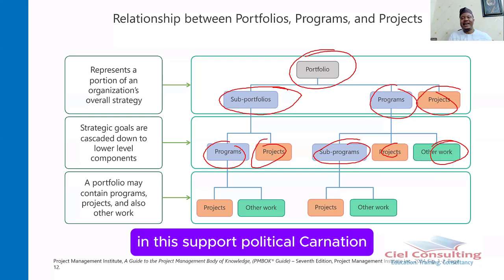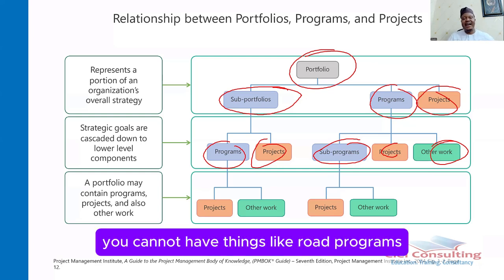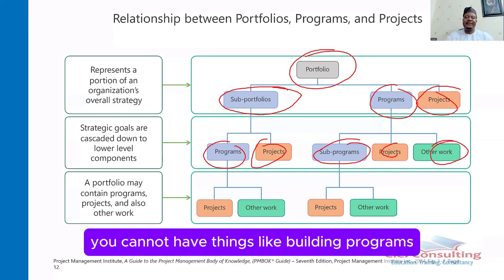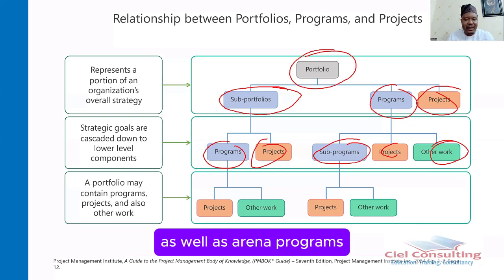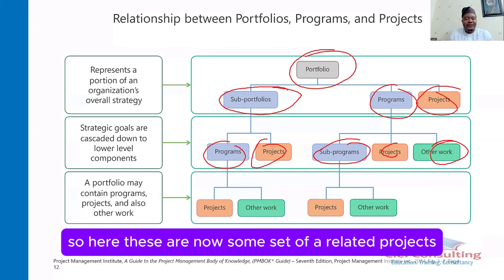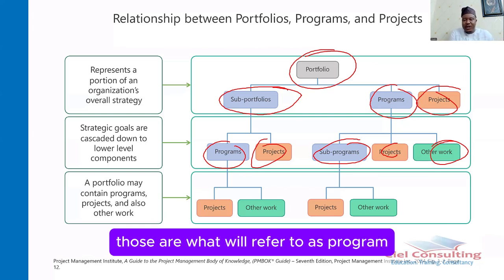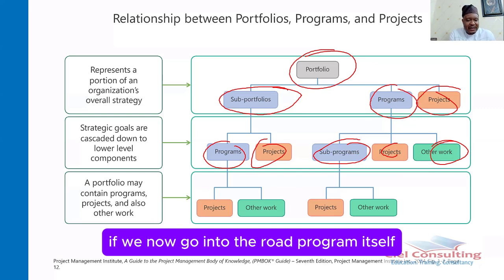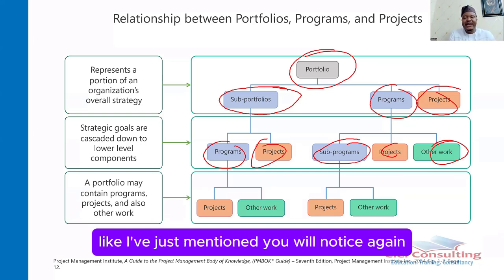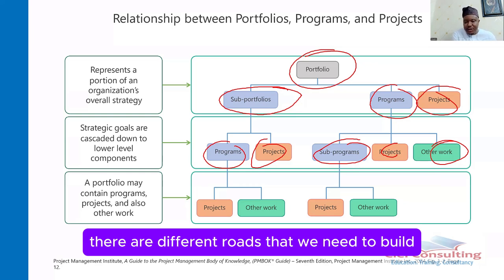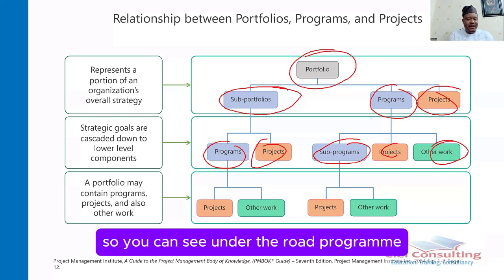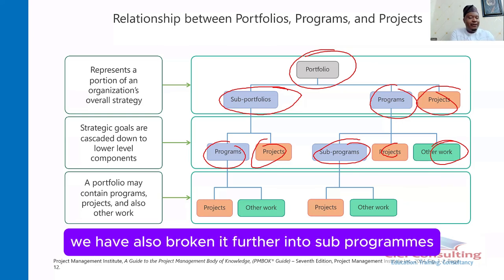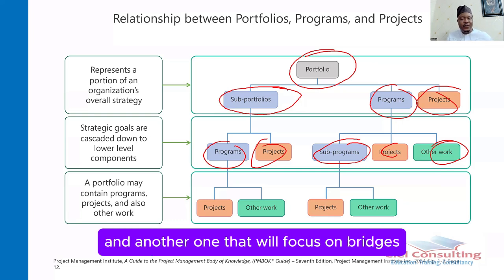In these sub-portfolios, for example infrastructure, you can now have things like road programs, building programs, and sporting complex as well as arena programs. So these are now sets of related projects, and those are what we refer to as programs. If we go into the road program itself, you will notice there are different roads that we need to build, for example, highways. Then we also need to build bridges. So under the road program, we have broken it further into sub-programs: one that will focus on roads and another that will focus on bridges.